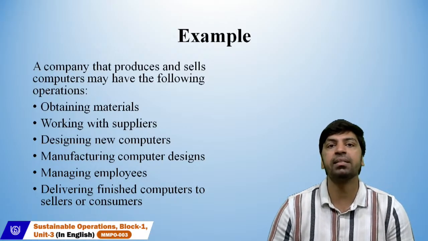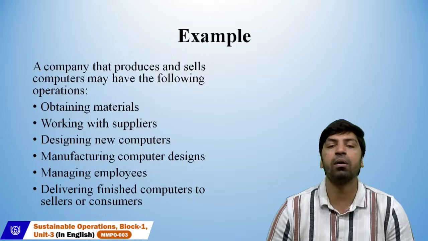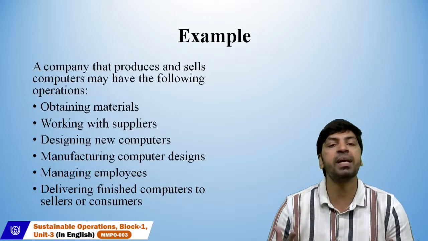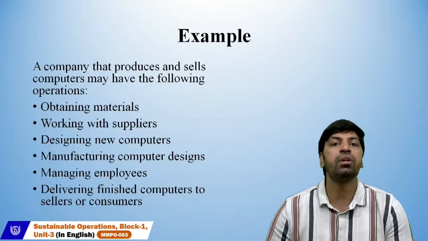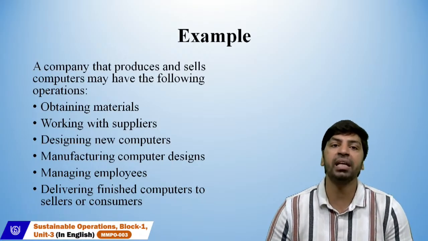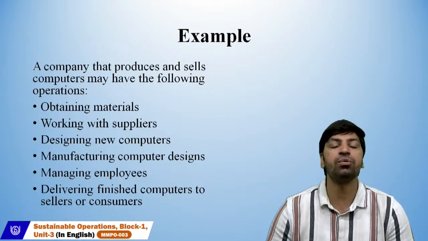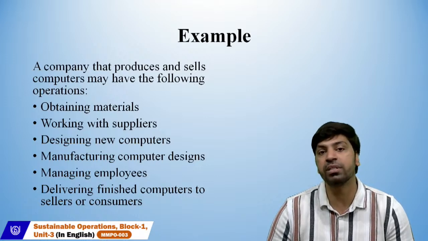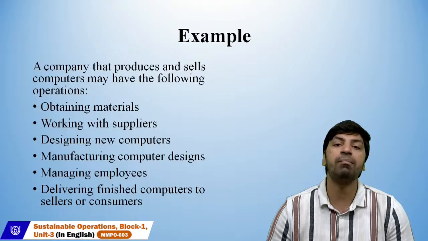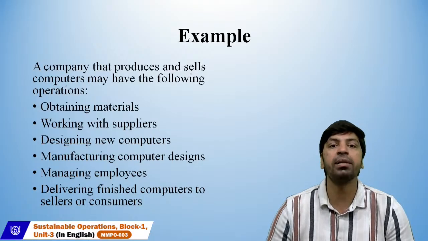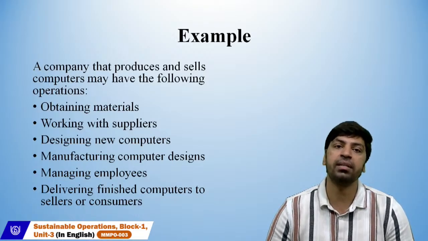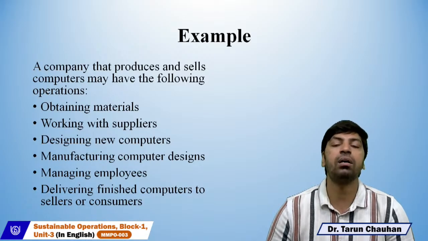Let's talk about an example of an operation strategy. A company that produces or sells computers may have the following operations in the respective locations or regions. The first operation would be obtaining the materials and working with the suppliers. Thirdly, designing new computers, manufacturing the computer designs, managing the employee turnover, and delivering the finished computers to sellers or consumers.